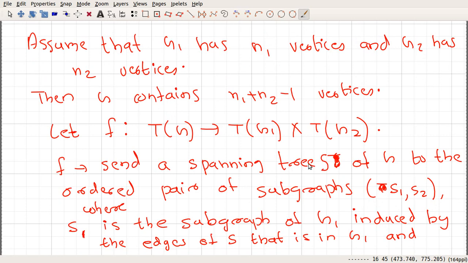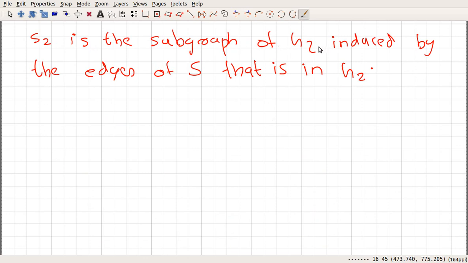So this function f sends a spanning tree S of G to the ordered pair of subgraphs S1, S2, where S1 belongs to this one and S2 belongs to this. Anyway, we need to prove that, but it's very easy to see. S1 is a subgraph of G1 induced by the edges of S. Since S is a spanning tree, S1 will also be a spanning tree, and that spanning tree will be a spanning tree of G1. Similarly, S2 is the subgraph of G2 induced by the edges of S that are in G2.